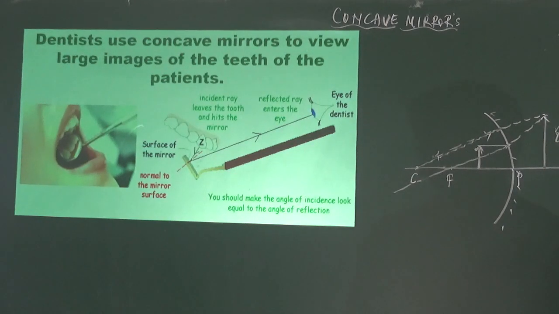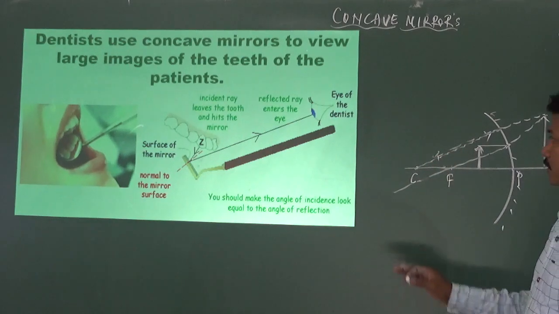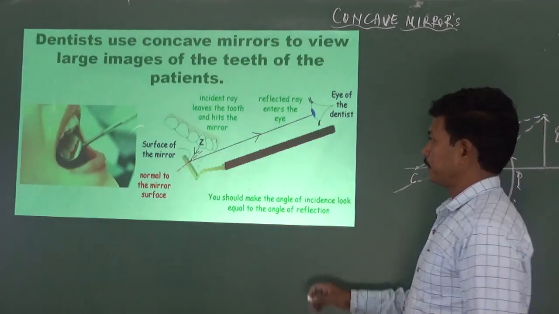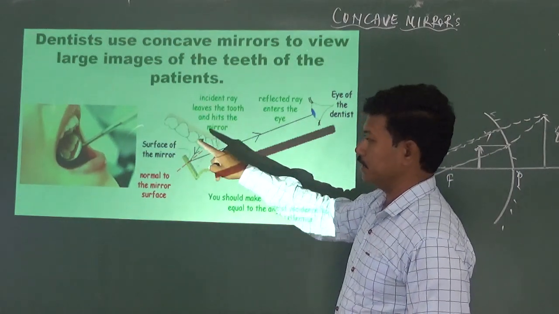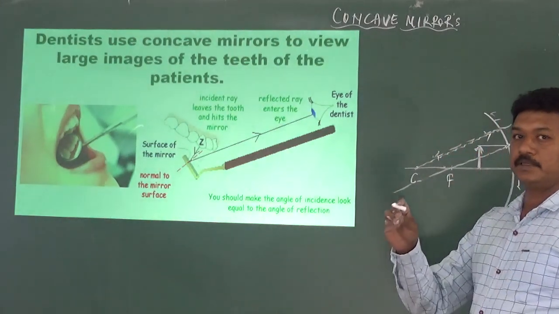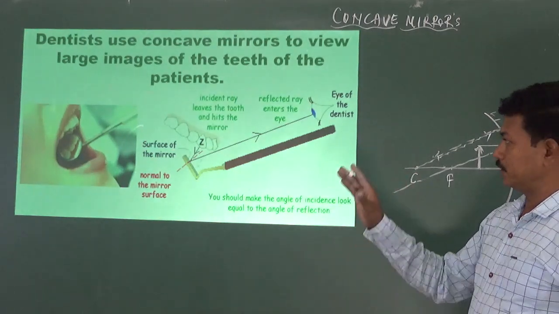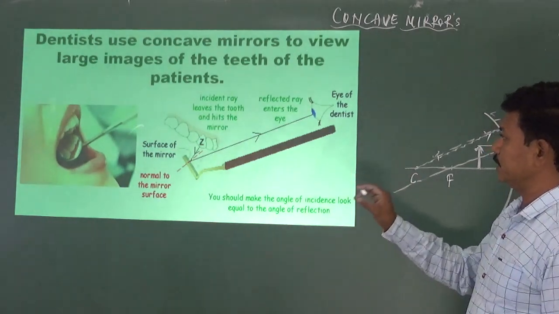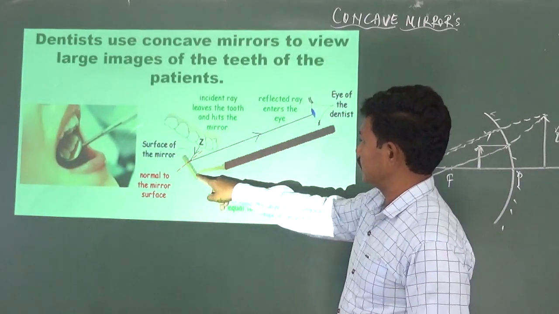Dentists use concave mirrors to view large images of the teeth of the patients. So this is a very scientific thing here. This is the teeth which the dentist has to see. ENT specialists, especially to see the organs like ears, nose, throat, and teeth, if they want to see them very clearly, they use these concave mirrors. So this is the concave mirror here.